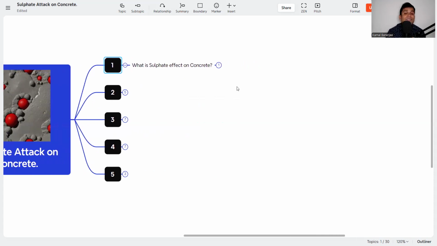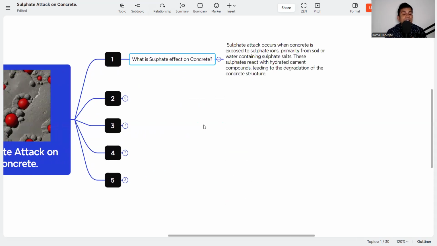First, we need to know what is sulfate attack on concrete. That means sulfate attack occurs when concrete is exposed to sulfate ions, primarily from soil or water containing sulfate salt. This can be in the soil, from the water in the concrete itself, or water from outside sources. So wherever the possible source is, if the soil contains sulfate, this sulfate reacts with the hydrated cement compounds, leading to degradation of the concrete structure.